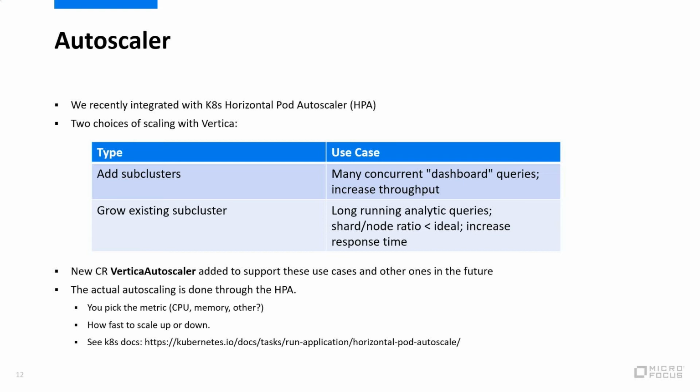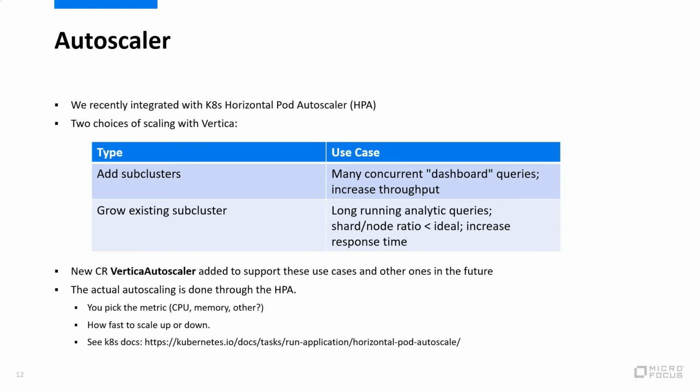Within Vertica, you have two main use cases for scaling. You can choose to scale out by creating new subclusters. Your existing clients can then load balance between the new subcluster and the existing ones. This type of scaling is ideal if you have a lot of smaller dashboard queries that are overloading the system, causing decreased throughput. Scaling out by creating a new subcluster will allow more queries to be run.